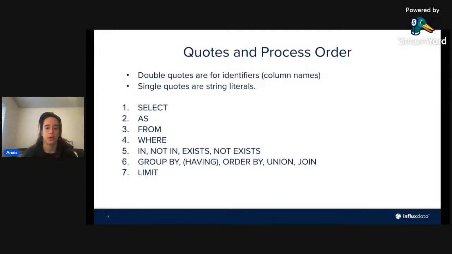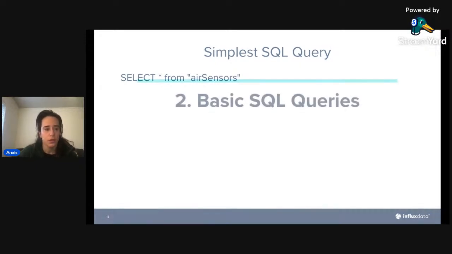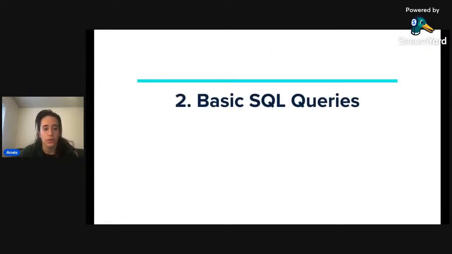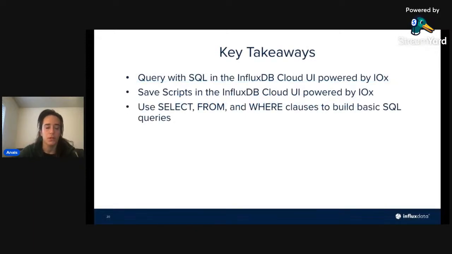So it's just important to recognize that the process order doesn't match the syntax order, and that this is generally what the process order looks like. So the simplest SQL query would look like select star from error sensors. This would return all of the data from your table or measurement. And so now let's go into some basics in SQL queries. So some of the key takeaways for this subsection are relatively the same.